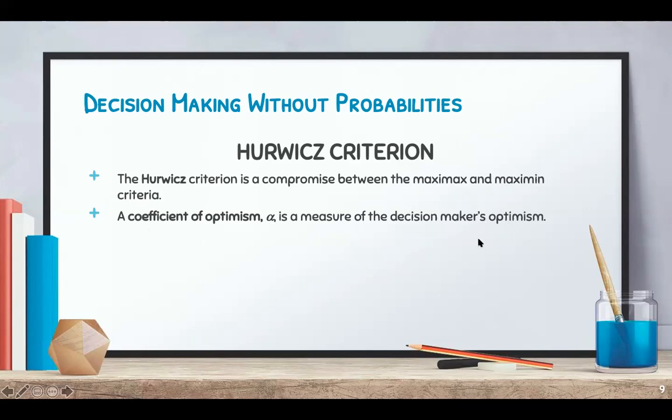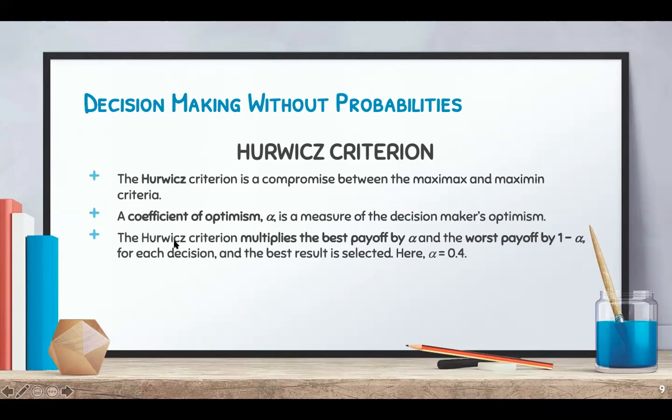So kung gaano ka ka-optimistic. So the Halwicz criterion multiplies the best payoff by alpha or the coefficient and the worst payoff by 1 minus alpha for each decision, and the best result is selected. So for example, let's take for example yung level of optimism ng company is 0.4. So for the apartment building, sa good economic condition, i-multiply natin yung 50,000 by 0.4. Pero sa poor economic conditions, we will multiply the 30,000 by 0.6 kasi 1 minus alpha.